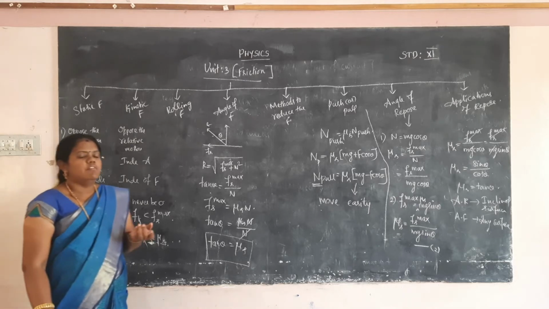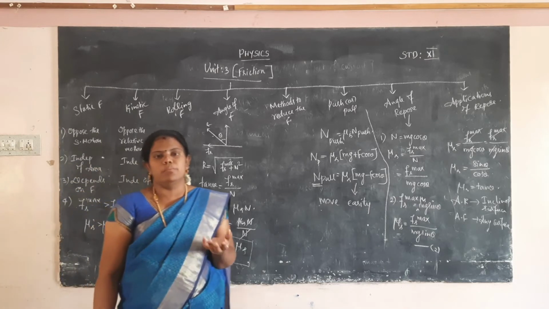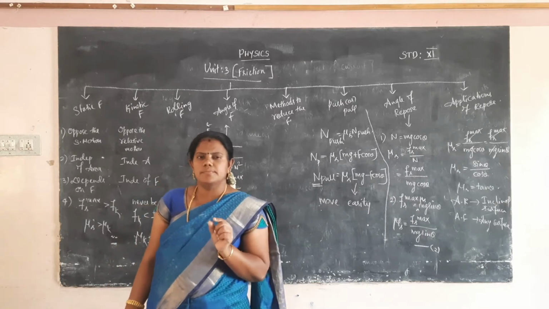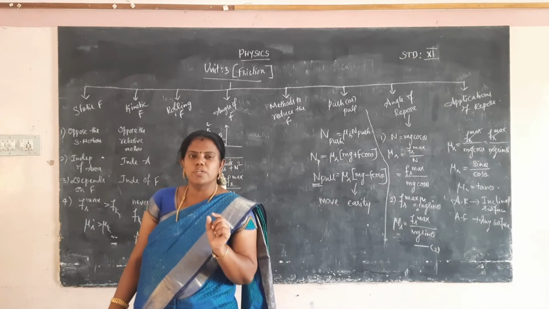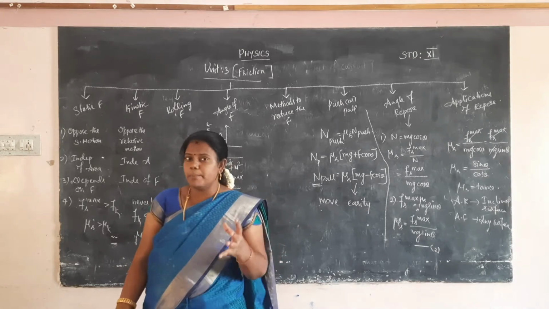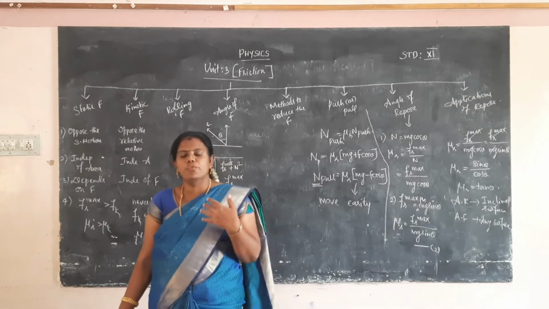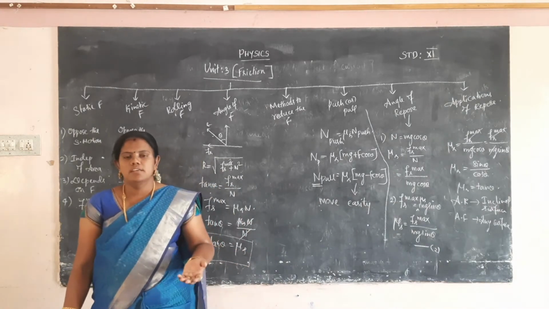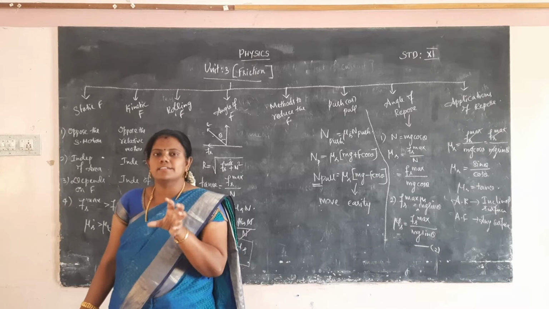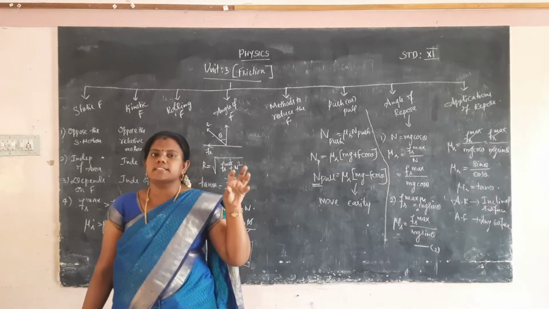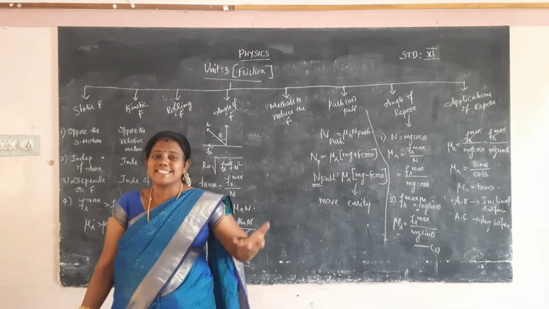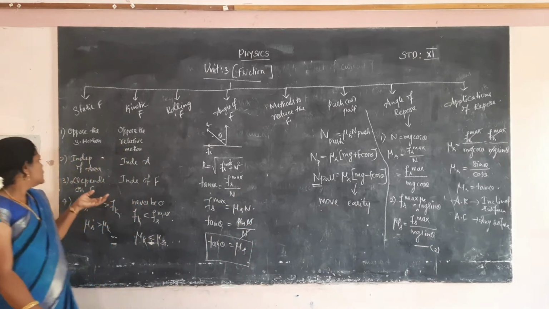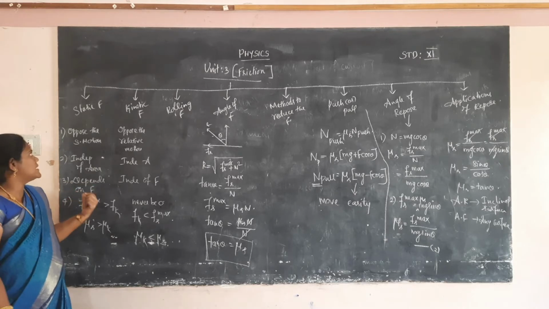For example, we keep one duster on a book. We gently apply force on the duster, and it just moves forward. Then you strongly apply the force on the duster, and the duster will move spontaneously to the other side. So the force strength exceeds the static friction, so the object will easily move to the other side. So static friction depends on force.